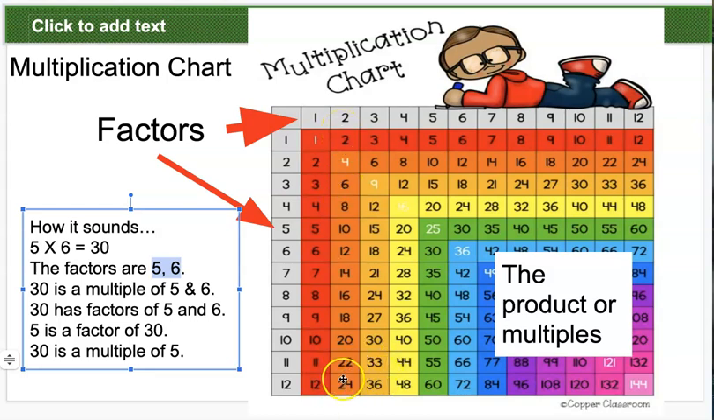Even though it's not on this board, it would be in the middle of this square got larger. So 30 is a multiple of 2. 2 is a factor of 30. Can you think of any other factors of 30?